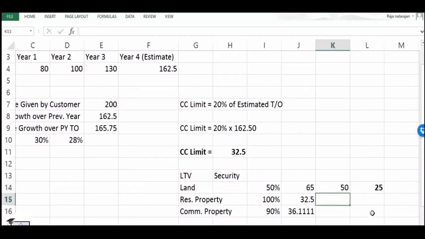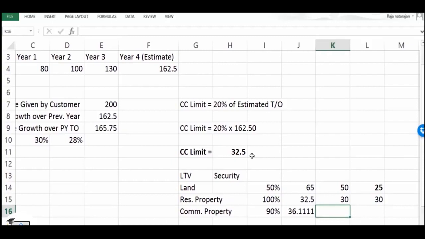Similarly, let's say instead of 32.5 million worth of property, they have only say something like 30 million worth of property. Then if it is a residential property, there is a possibility the bank can go for 100%. Then the bank may go for 30 million. They cannot permit 32.5 because the security is lesser. So here CC is going to be 30 million.